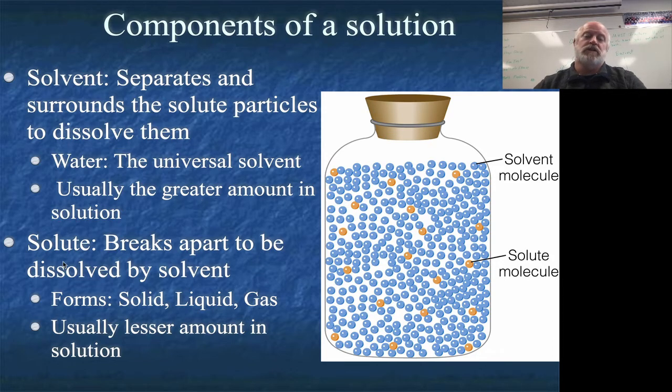Now the solute is the substance that does get broken apart and then gets dissolved by the solvent, all right? It can come from a solid, a liquid, or a gas. It does not matter what the solute was. And usually we see that in the lesser amount of the solution, okay? So looking at this picture, our orange spheres evenly distributed through this would be considered our solute particles, and our blue spheres, which are the majority of them, probably water, would be considered our solvent particles, okay? So be very comfortable with these two terms, because we're going to talk about the solute versus the solvent a lot in this unit.